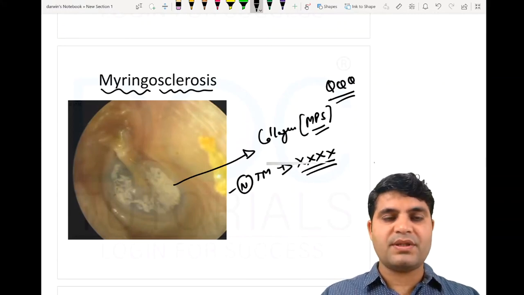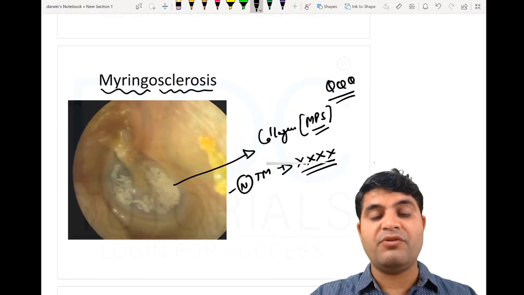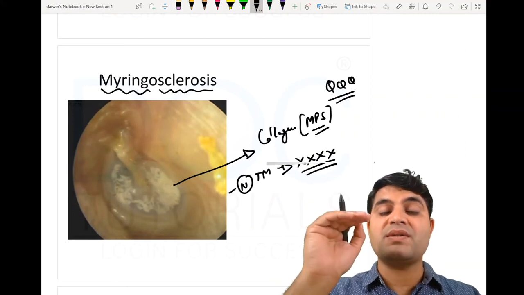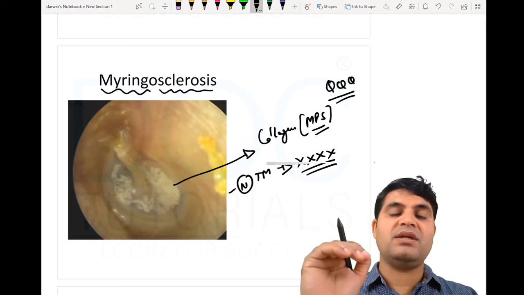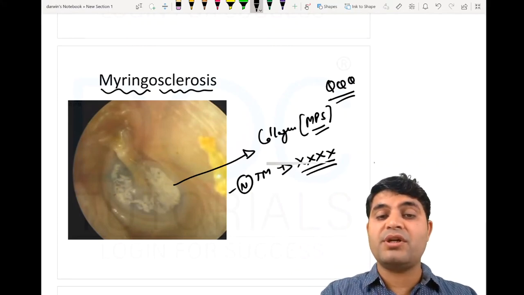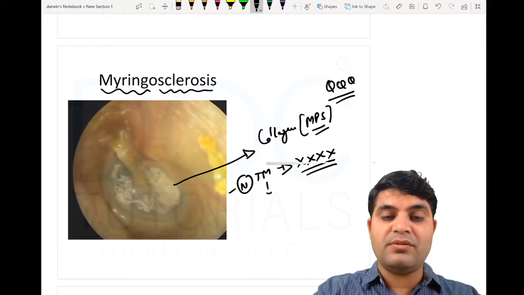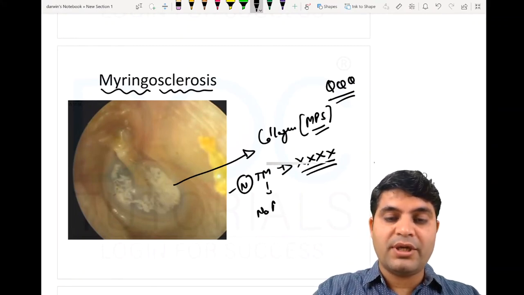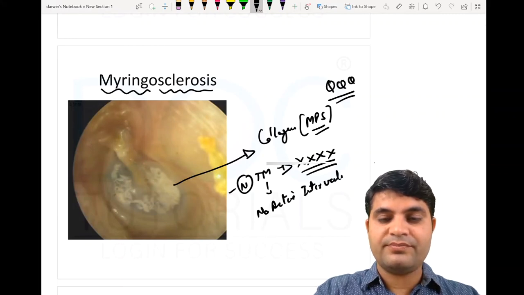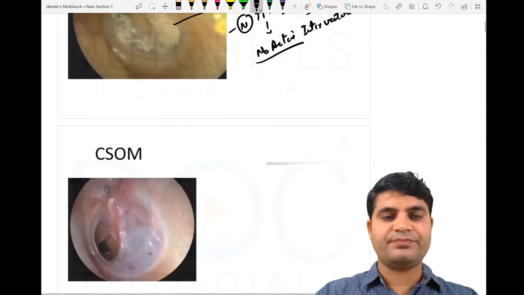So this is about laryngosclerosis. You can be given an image-based question: what is the treatment needed in this particular condition? Somebody may ask: tympanoplasty, laryngoplasty, no active intervention. In this particular case, no active intervention, because the TM is normal. So this is laryngosclerosis.